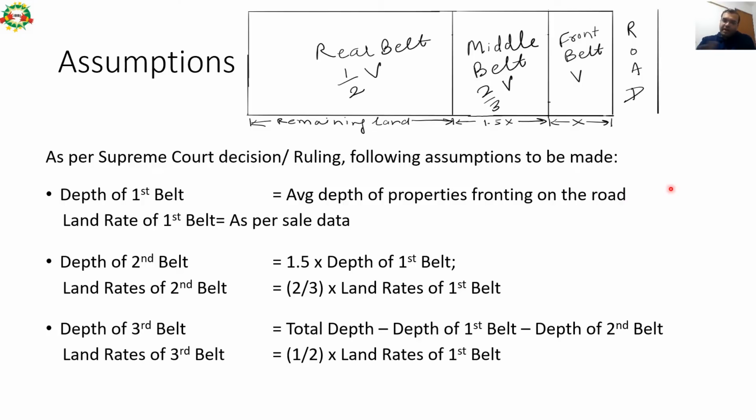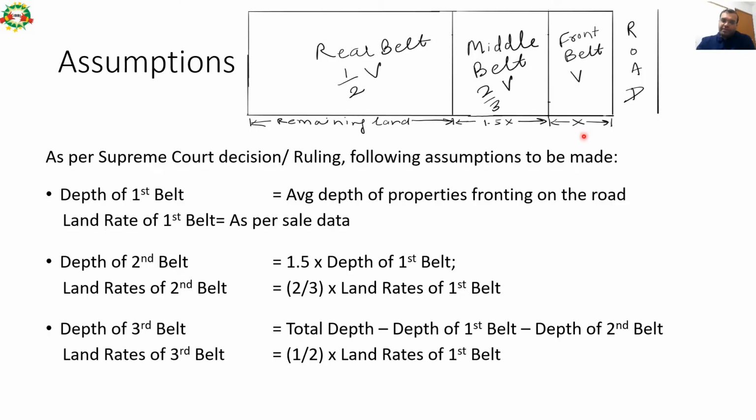Whatever data we capture from the market, because sale data of comparable plots of this size might be available in the market, accordingly we will take the rate for this front plot. Then the second belt, also called the middle belt. What will be the depth of this middle belt? Its depth will be equal to 1.5 times the depth of the first belt. So if we are considering the depth of the first belt as 50 meters, then it should be 75 meters. If it is 30 meters, then it should be 45 meters.